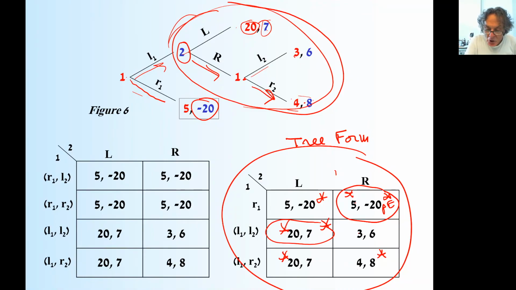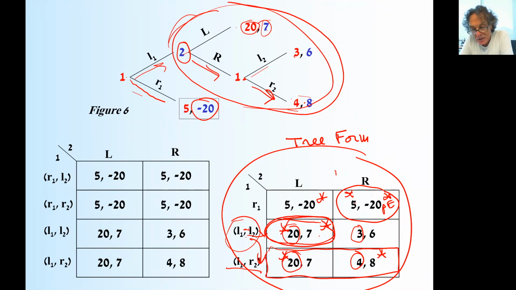So this equilibrium is nonsensical, and by the way, it must be that it uses weakly dominated strategies. And indeed, look at L1, L2 for player 1. He gets either 20 or 3. If he goes down here to L1, R2, he gets either 20 or 4. So this is weakly dominated by this. So it is true that this is an equilibrium, but with a strategy which is weakly dominated by another strategy. Therefore, it is not sensible. So the only sensible equilibrium outcome is 5 for 1 and negative 20 for 2.